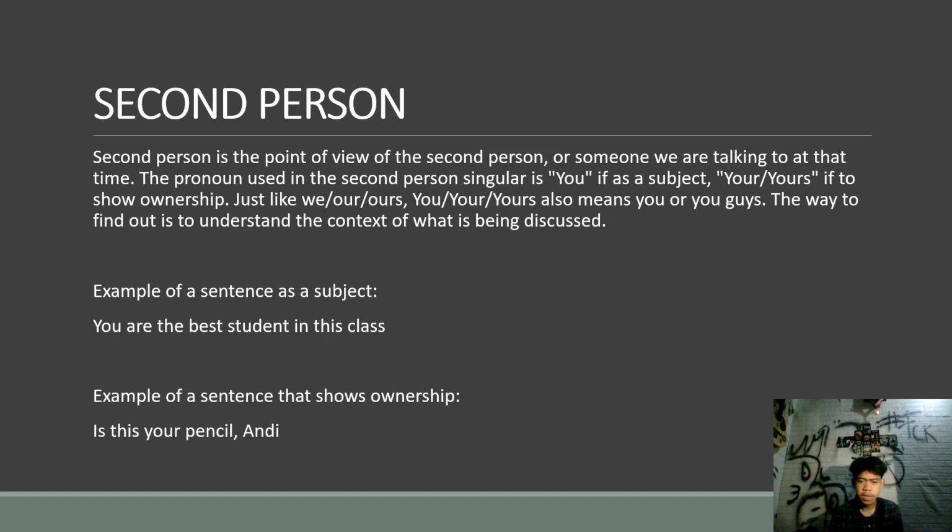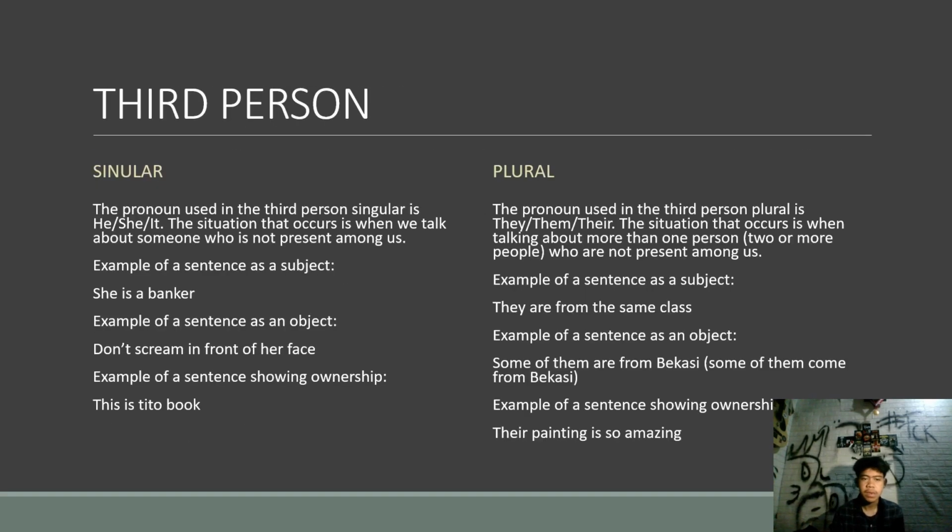Example of a sentence as a subject: you are the best student in the class. Example of a sentence that shows ownership: is this your pencil? In the third person singular, the pronoun used is he, she, it. The situation that occurs is when we talk about someone who is not present among us.